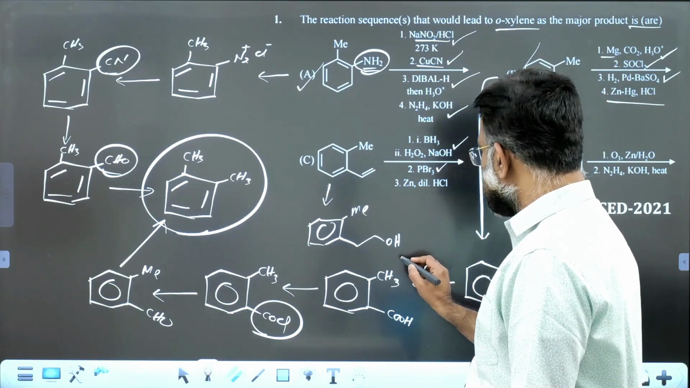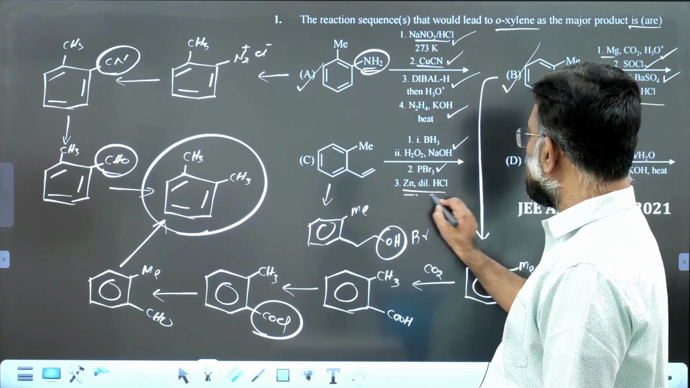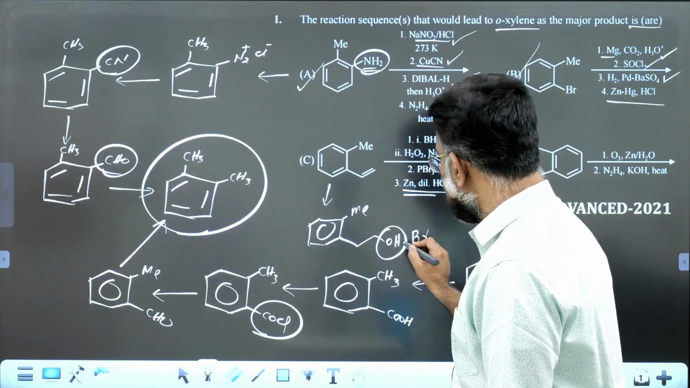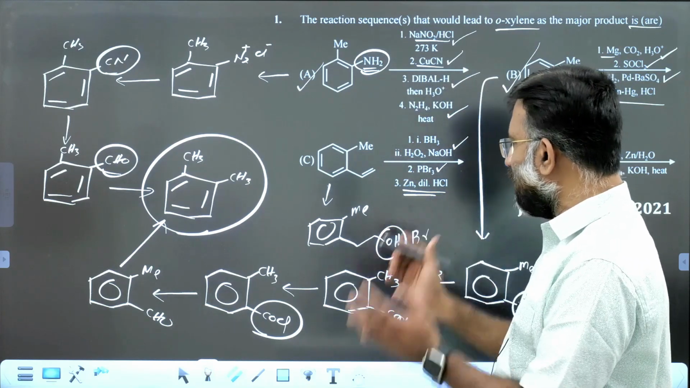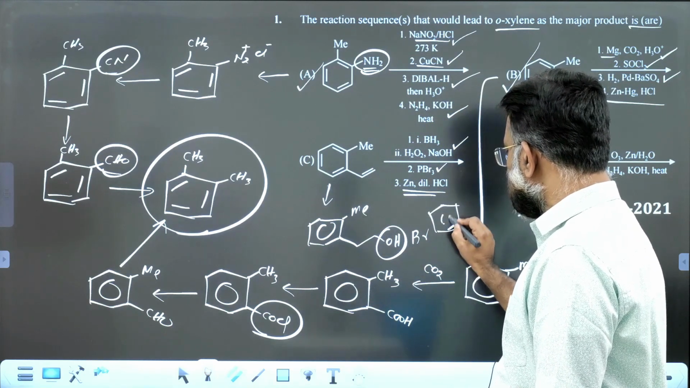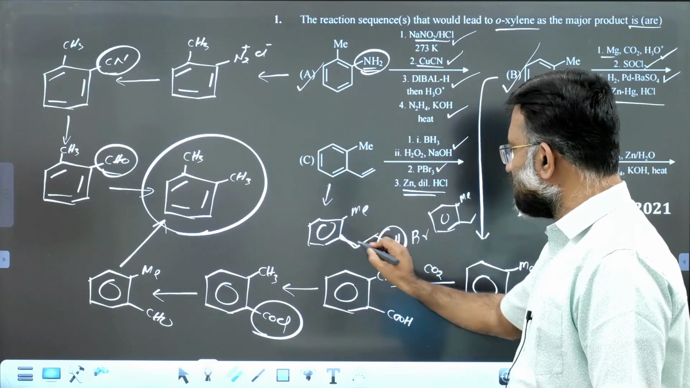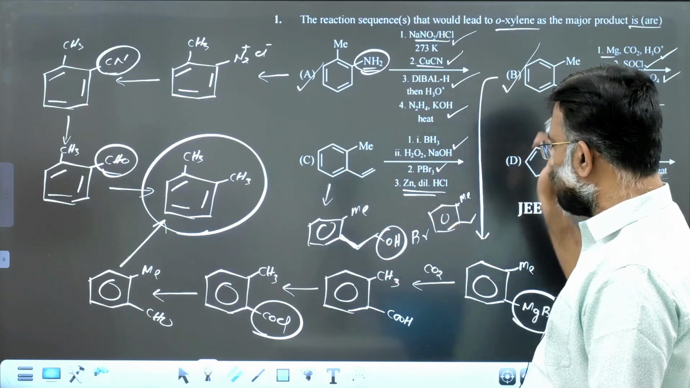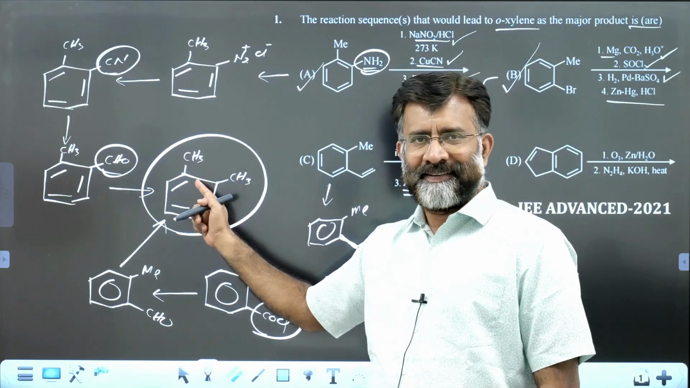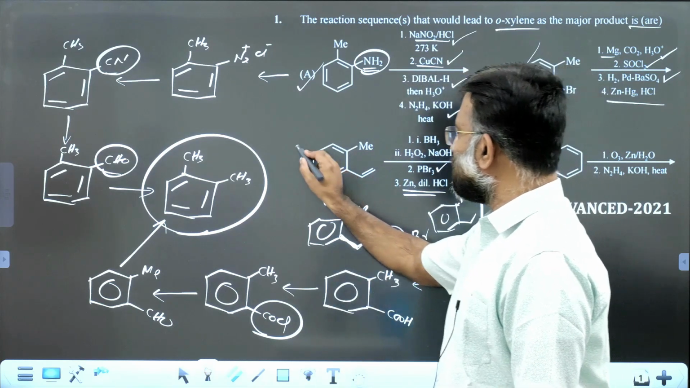Now with PBr3, what will happen? OH will turn into Br, and now zinc with dilute HCl, reduction. Reduction happens, and alkyl halide will turn into alkane. The final product will be like this. There is a methyl group here, and there is an ethyl group here, this halogen is gone. You get methyl ethyl benzene. We want xylene. We don't want methyl ethyl benzene. So option C is out.